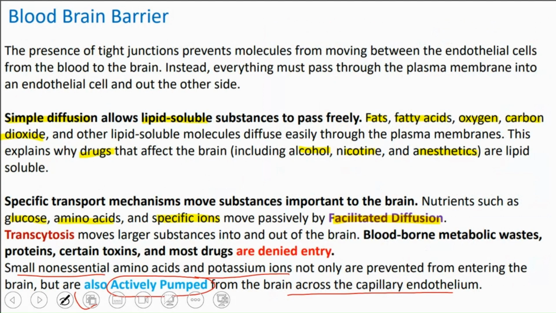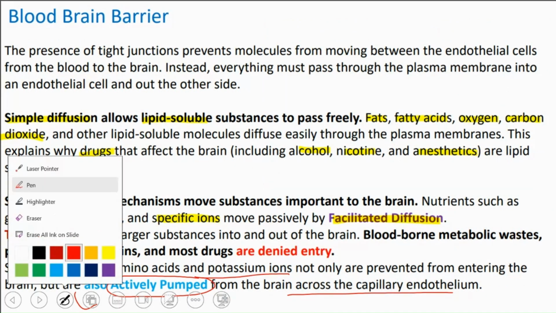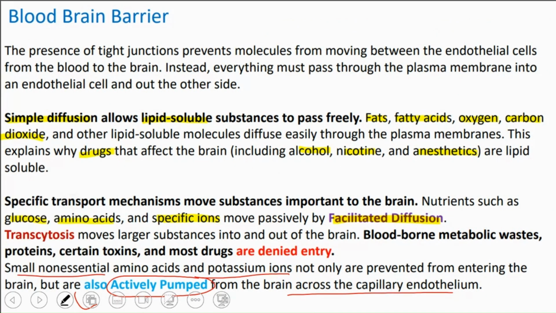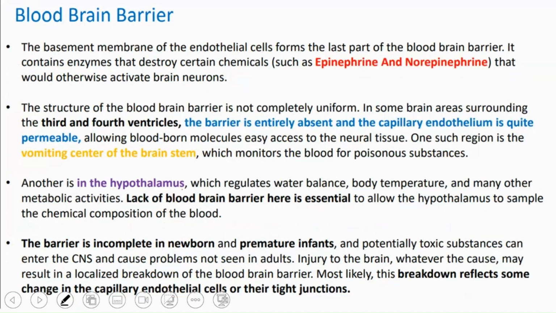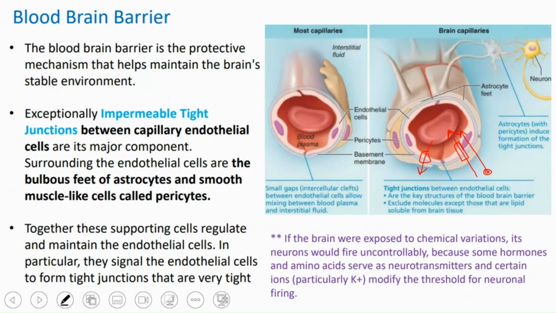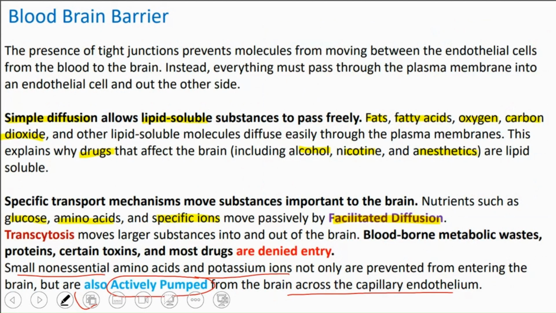Also, any blood-borne metabolic wastes, proteins, certain toxins, and most drugs are denied entry. So we only allow for lipid-soluble substances and some important nutrients to pass to the brain. The basement membrane. So now we know the function of the endothelial layer and the tight junctions for the transportation of molecules. Then we will move to the basement membrane.